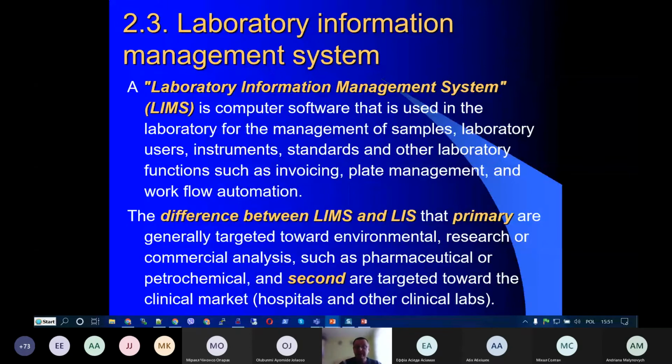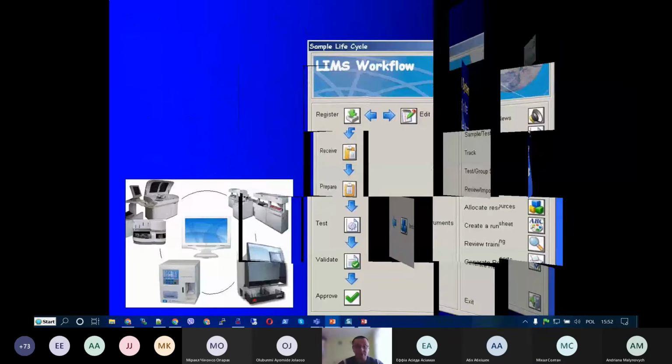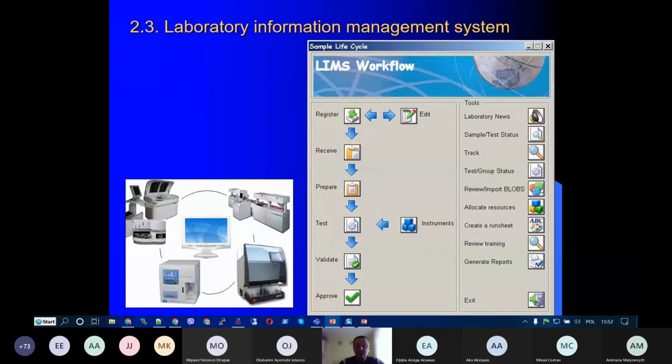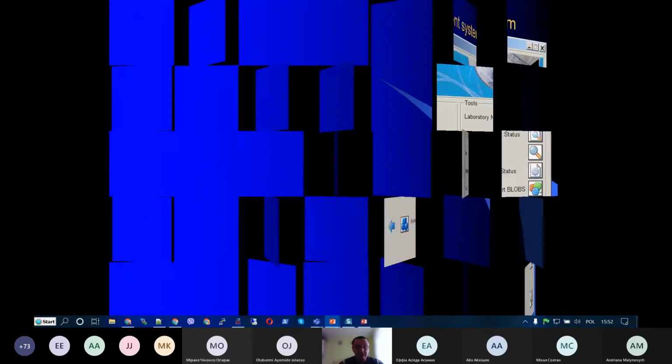So it would be fine to keep this in mind: even though we have this specific difference in terminology, as we're talking about features, they are very similar, but we have a significant difference in marketing target. And this is how some kind of starting screen of a LIS system could look.